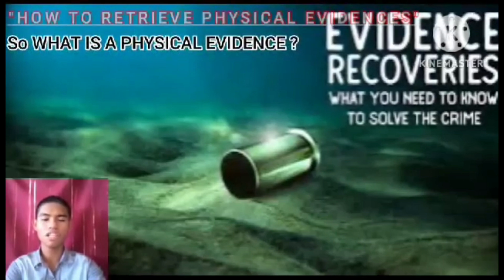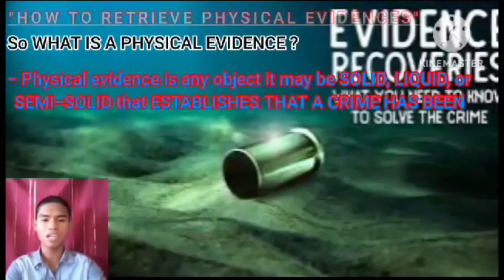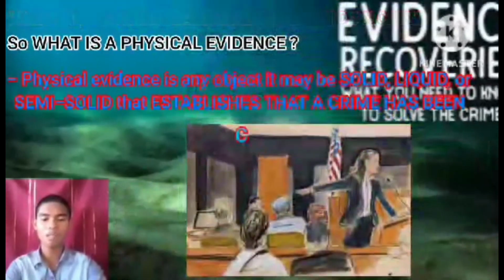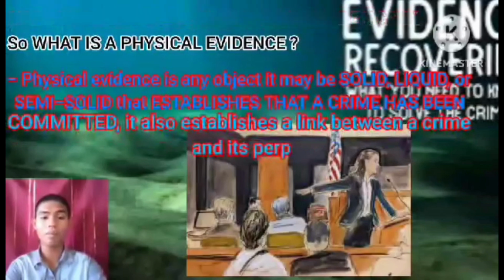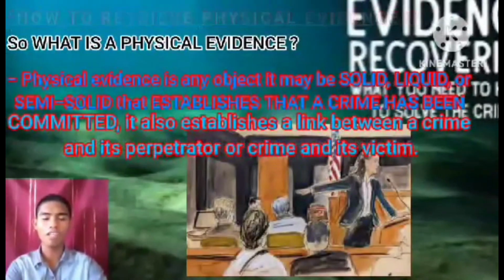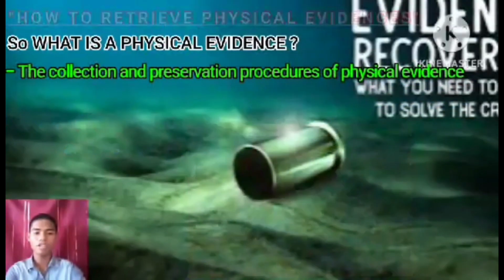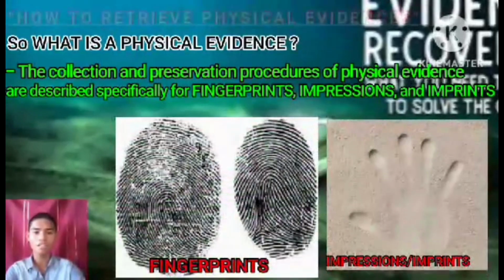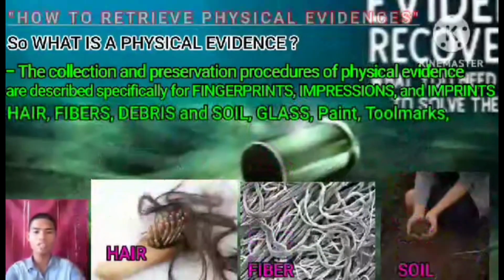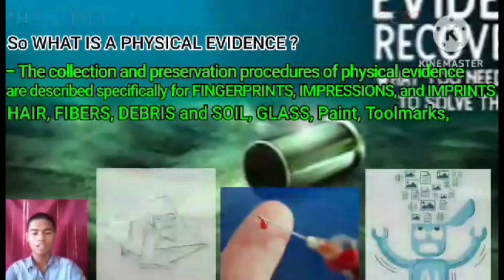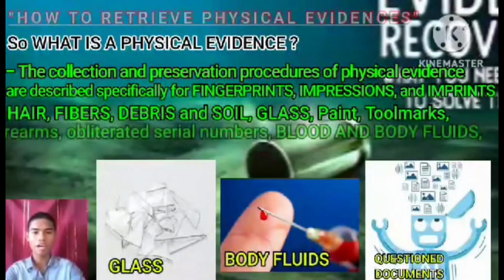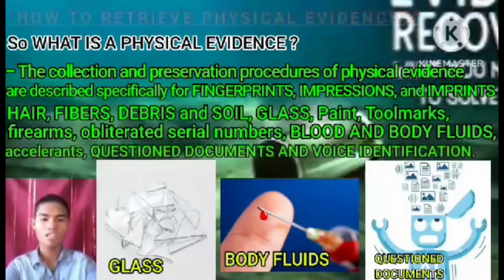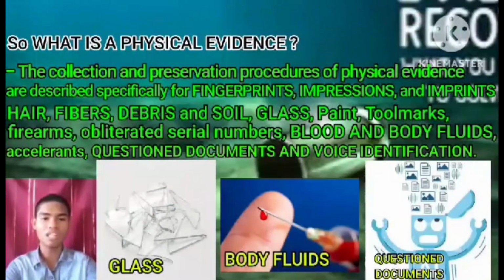So what is a physical evidence? A physical evidence is any object, it may be solid, liquid, or semi-solid, that establishes that a crime has been committed. It also establishes a link between a crime and its perpetrator or crime and its victim. The collection and preservation procedures of physical evidence are described specifically for fingerprints, impressions and imprints, hair, fibers, debris, and soil, glass, paint, tool marks, firearms, obliterated serial numbers, blood and body fluids, accelerants, questioned documents, and voice identification.